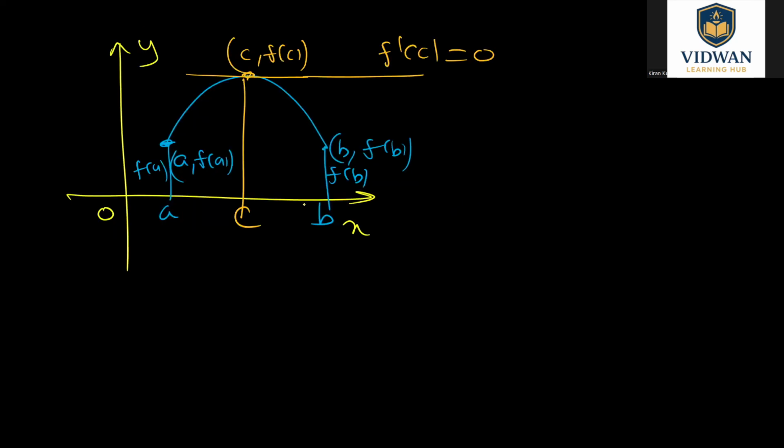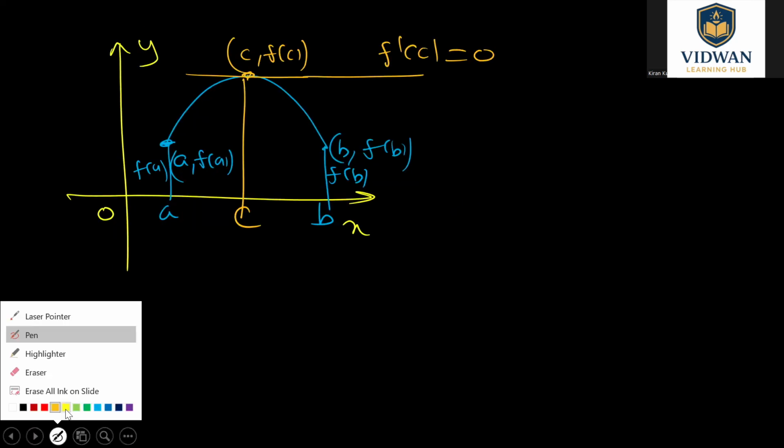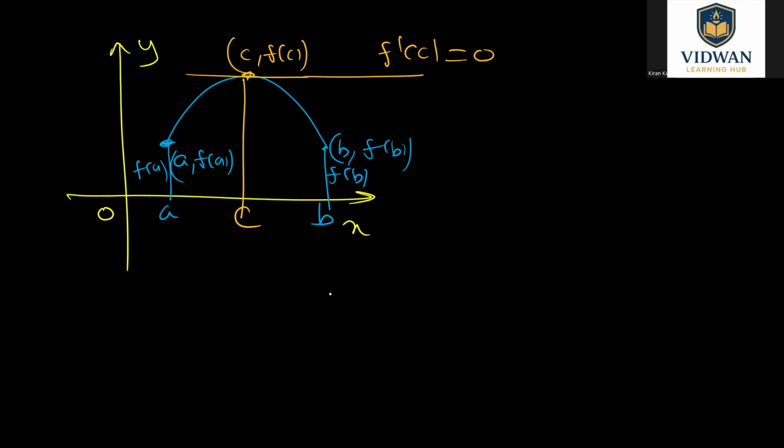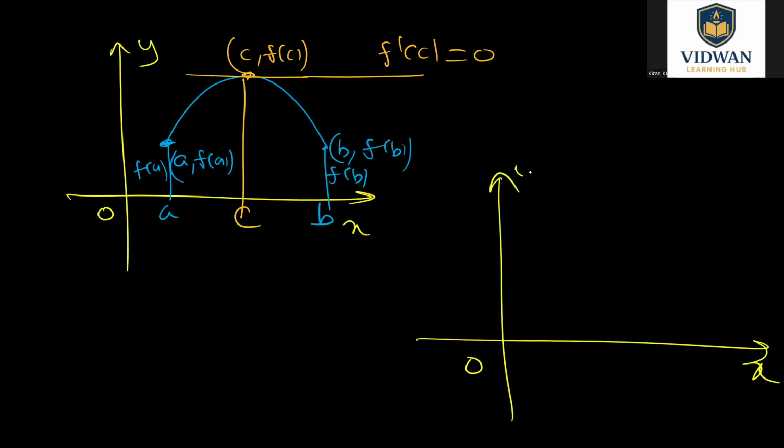This is the first case. But it is not necessary that you will have only one such point. You can even have multiple points like this. So let's say the graph is something like this.